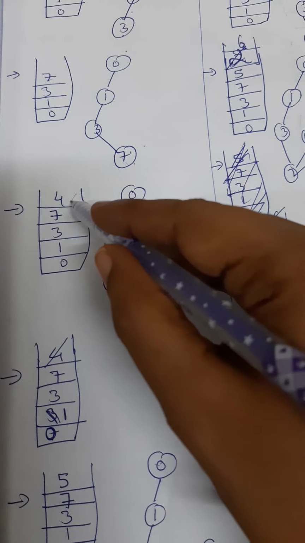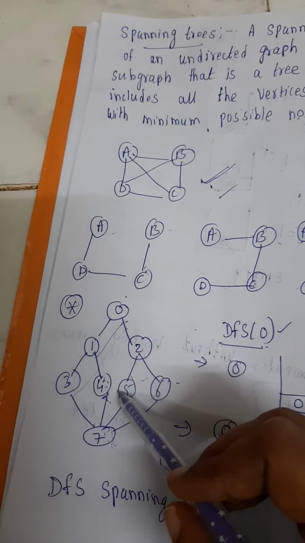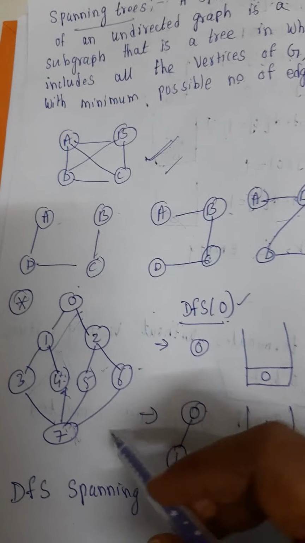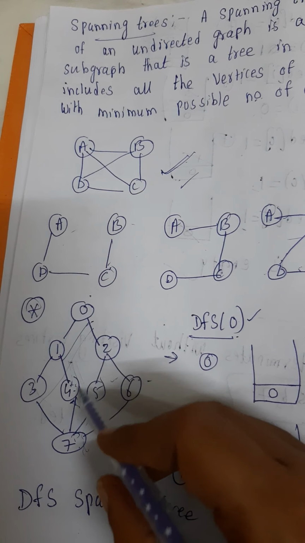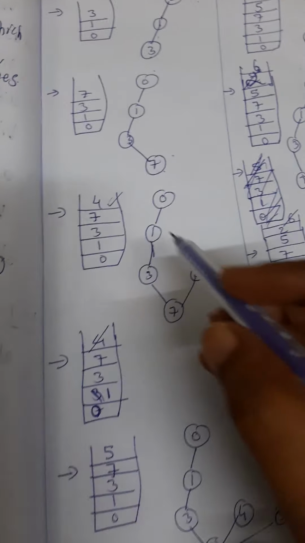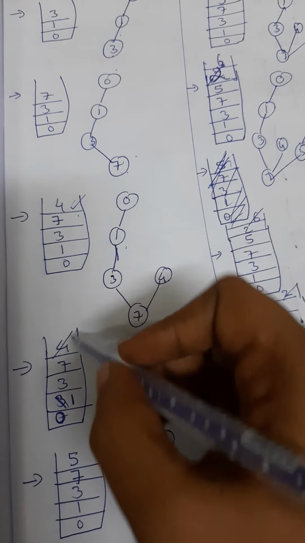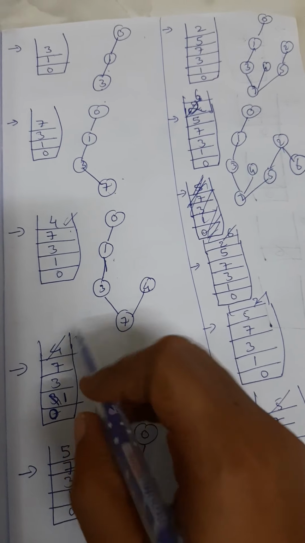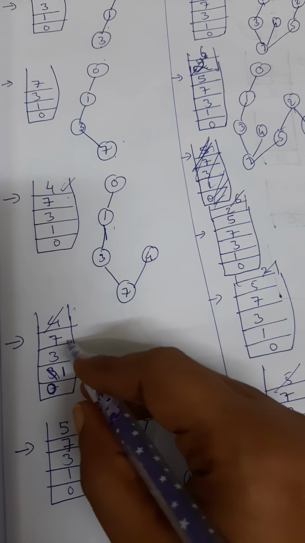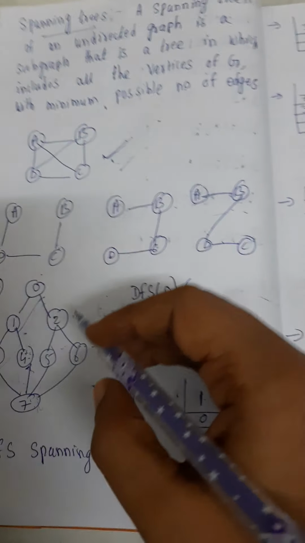Now next, who is on the stack top? 4. Now 4's adjacent vertex is 1. 1 is already visited, so we should not consider it. Now 4 should be popped out. So 4's adjacent vertex is 1, which is already visited, so now you are popping 4 out from the stack. After popping out from the stack, what is the stack top now? You have 7. 7 is the stack top. Now 7's adjacent.